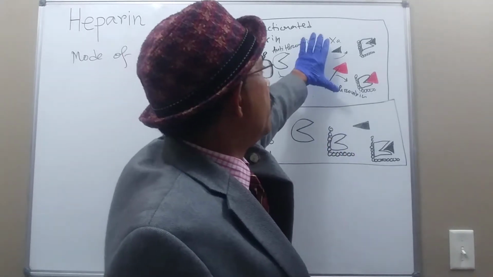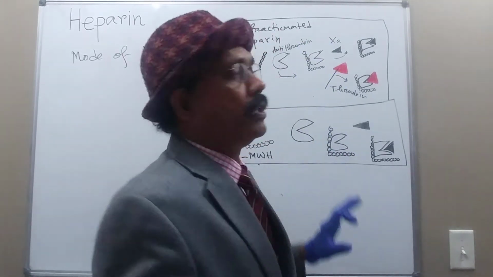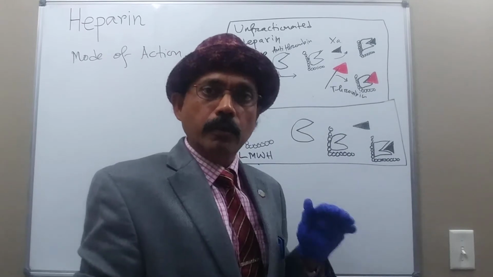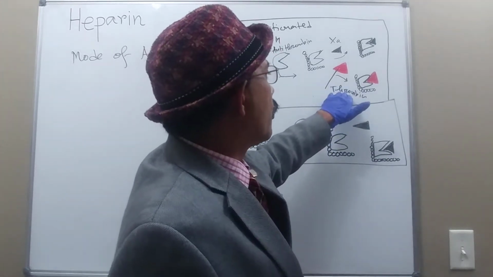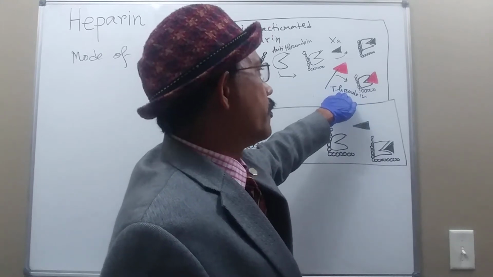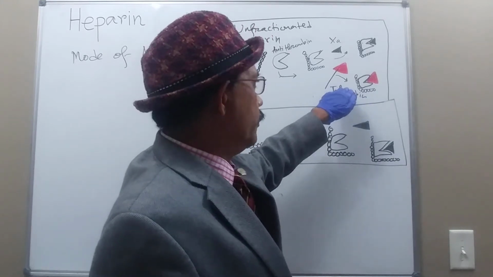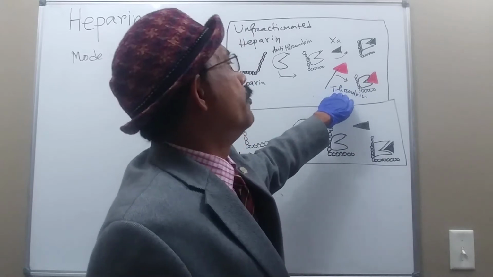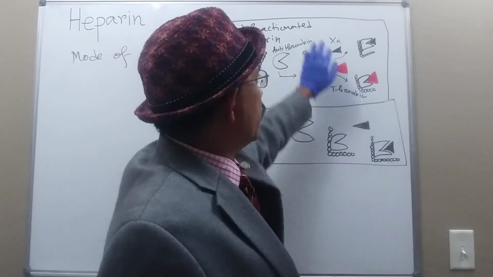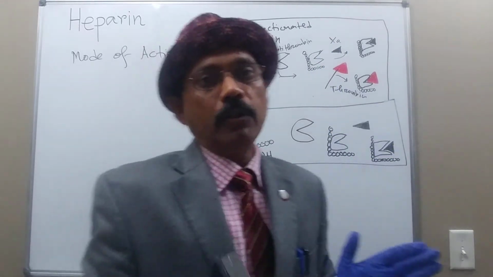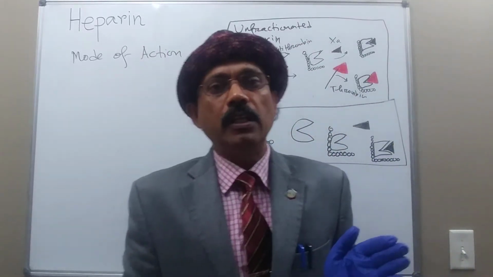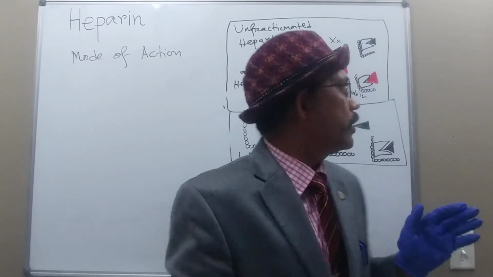So if we inactivate these two, then there will be no blood clotting or less blood clotting. Thrombin is coming from prothrombin, that is factor 2, and prothrombin to thrombin is activated by 10A. 10A is a common pathway for both the extrinsic and intrinsic pathways of blood clotting.